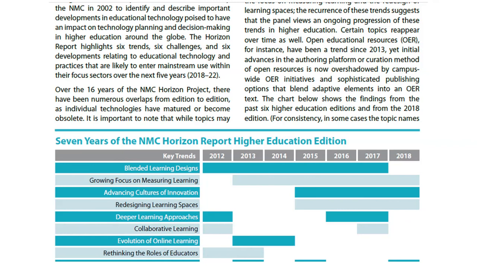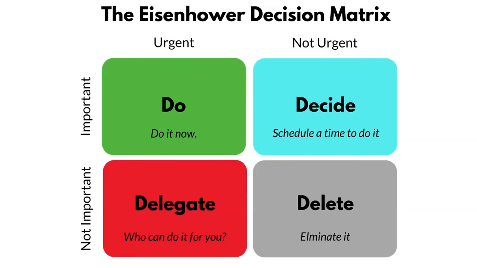So, for example, evolution of online learning took place in 2013, 2014, whereas blended learning design started in 2012 and continued to the end of 2017. So decide, a timeline might be good, a Gantt chart type of timeline might be appropriate for you as well. Images such as 2x2, this is called a 2x2. Officially, it's known as the Eisenhower Decision Matrix, named after President Dwight Eisenhower, which he used all the time.